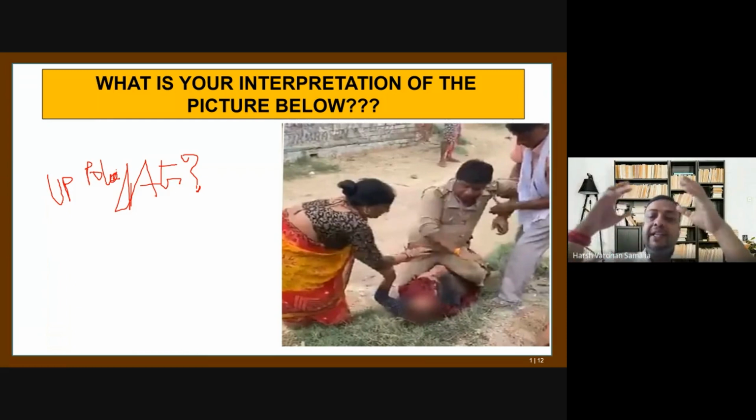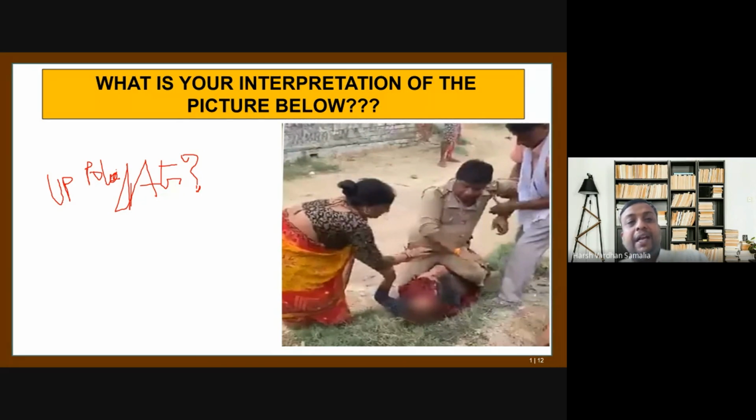And the moment this picture was tweeted, it became viral. It was retweeted a few thousand times, and UP police started to get trolled. I hope you all are aware of what trolling is, right? The moment UP police got trolled, they came out with their explanation. They posted a video along with some things.